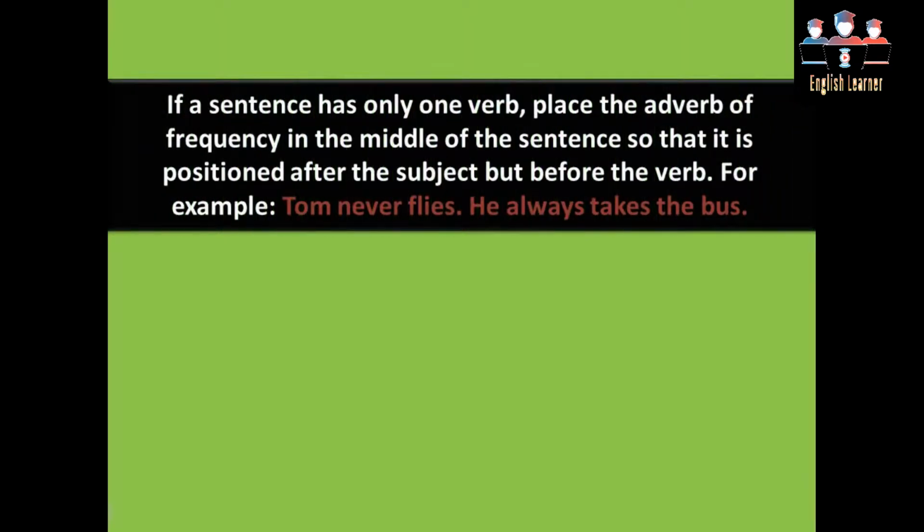Next rule is if a sentence has only one verb, place the adverb of frequency in the middle of the sentence, and the middle position will be after the subject but before the verb. Means between the subject and the verb. For example, Tom never flies. He always takes the bus. In this example, always is indicating how frequently the work is done, and it is used just after the subject and before the verb in a sentence.